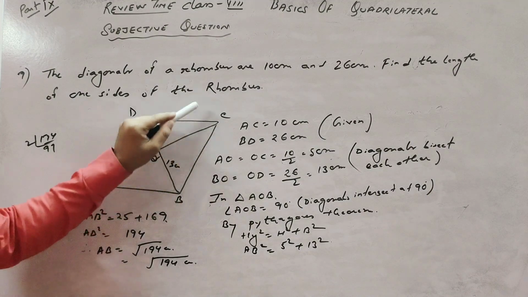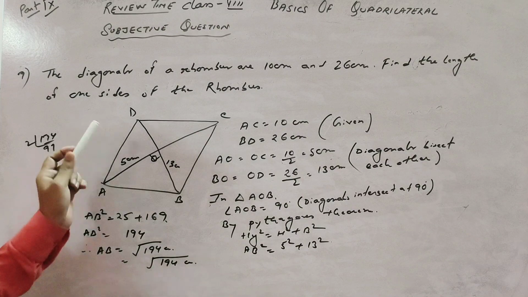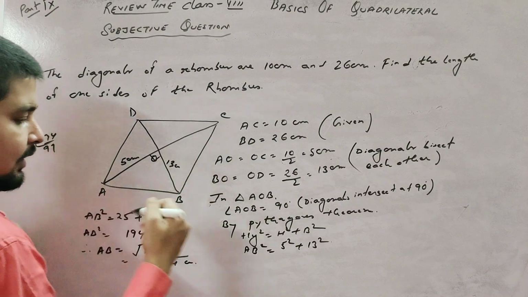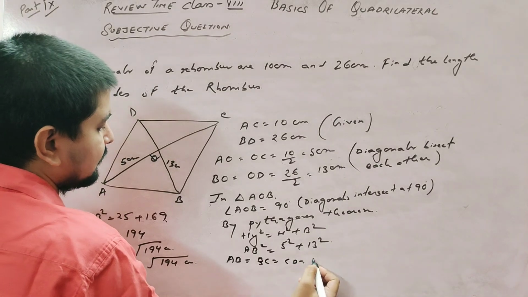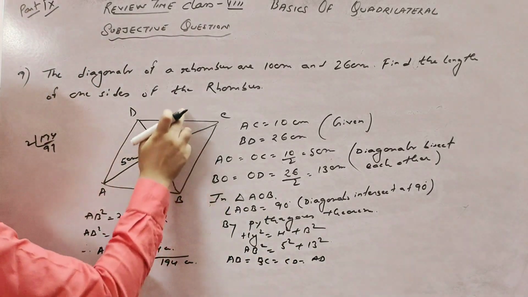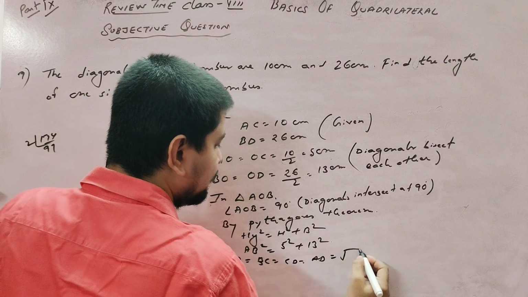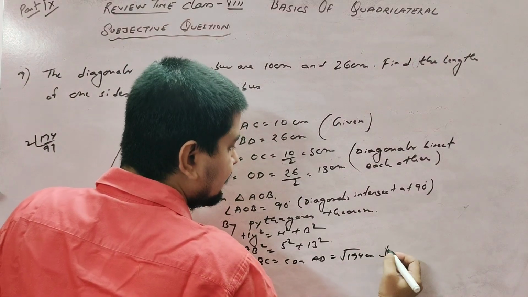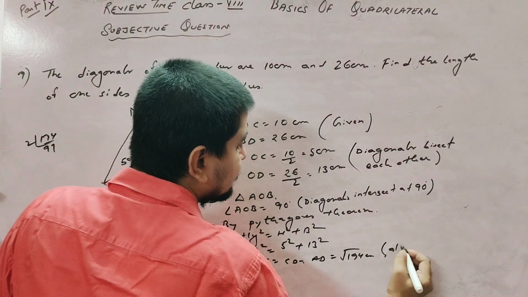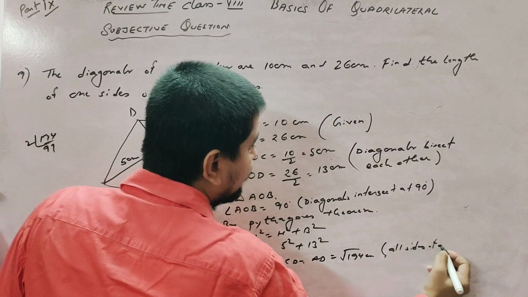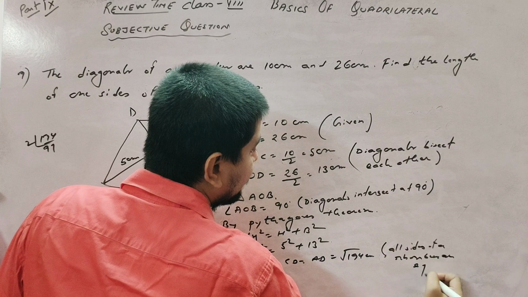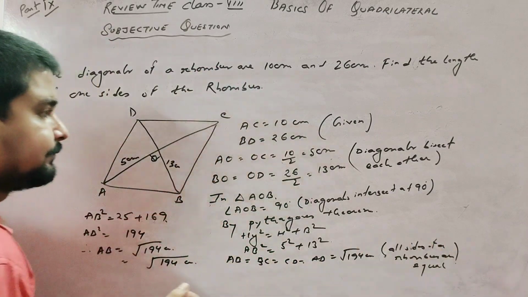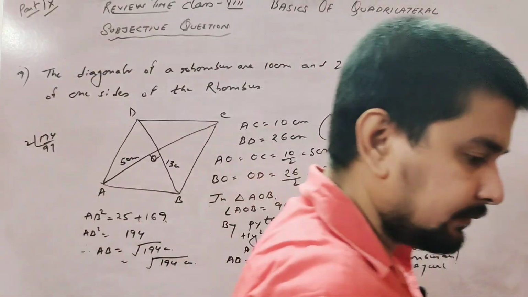So we know that all sides of the rhombus are equal. So AB equals BC equals CD equals AD. That means this one equals root under 194 centimeter. All sides of a rhombus are equal. Okay, note.